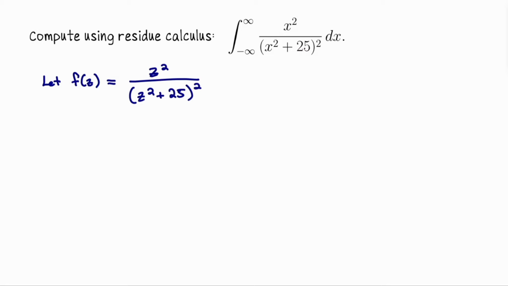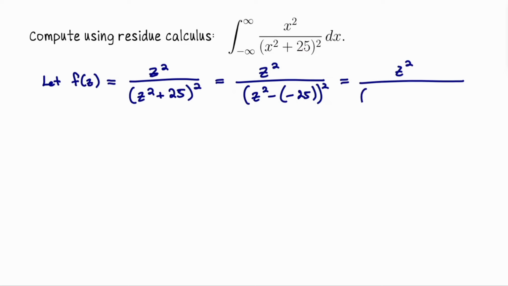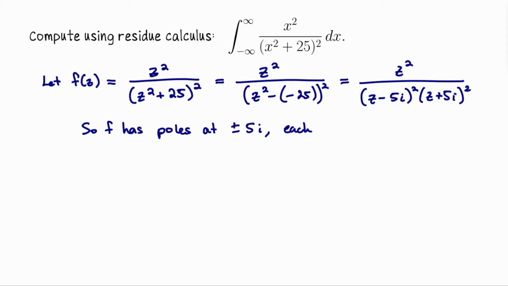In order to use residue calculus to evaluate this integral, we need to know where this function has singularities. So let me take the denominator and rewrite that first as z squared minus negative 25, all of that squared. We can factor z squared minus negative 25 using difference of squares factoring, and then each of those individual factors will get squared. So the end result is z squared all over z minus 5i squared z plus 5i squared. So f has poles at 5i and negative 5i, and each is order 2.